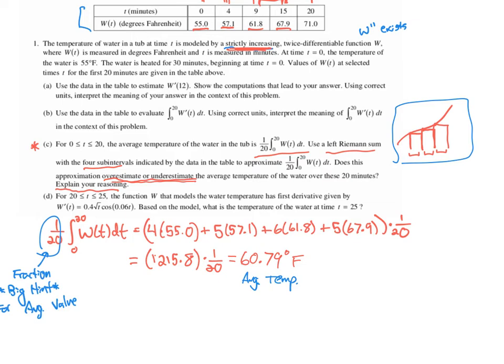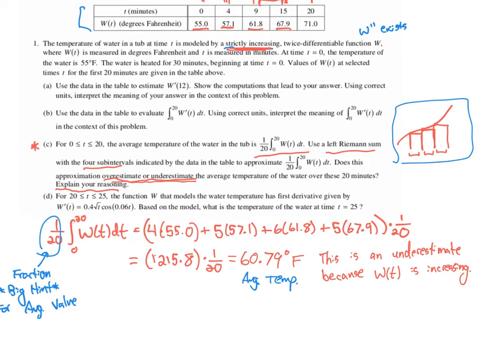This function is strictly increasing as well, and as you can see, all of the left rectangles lie below that function. That's our key to this. So we would say that this is an underestimate because W of t is increasing. If W of t were decreasing, then our left rectangles would be an overestimate.